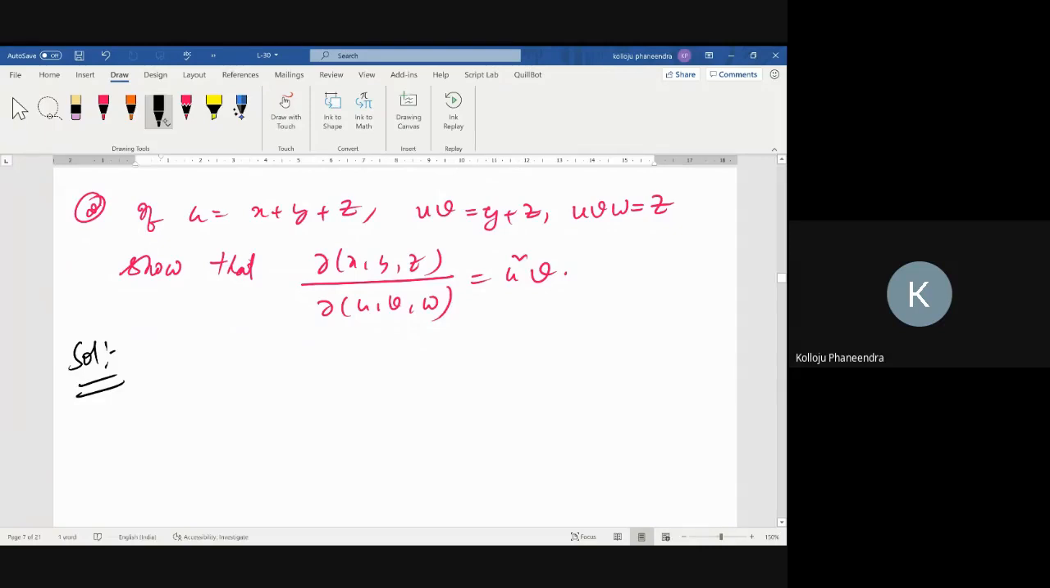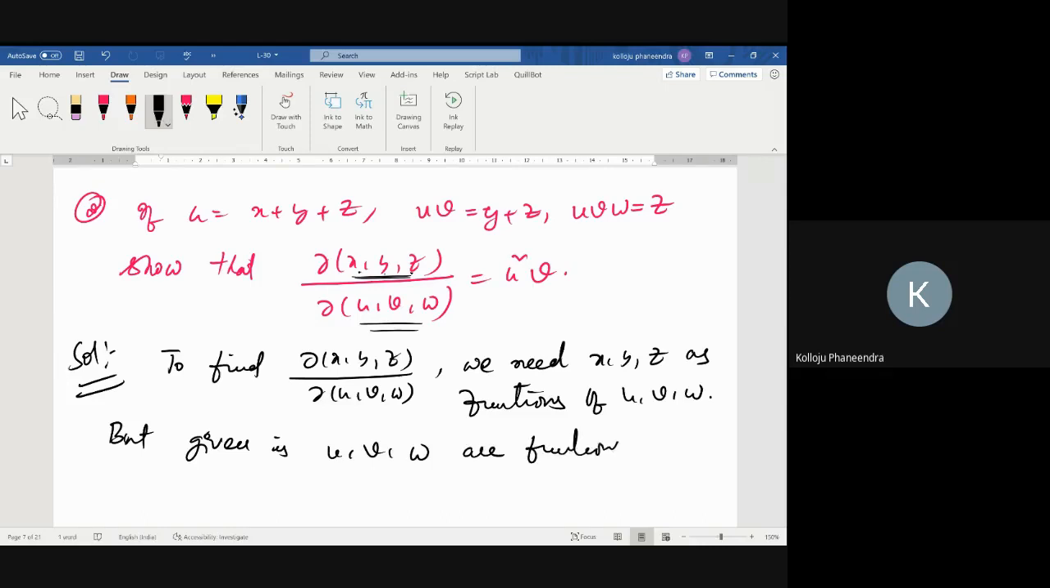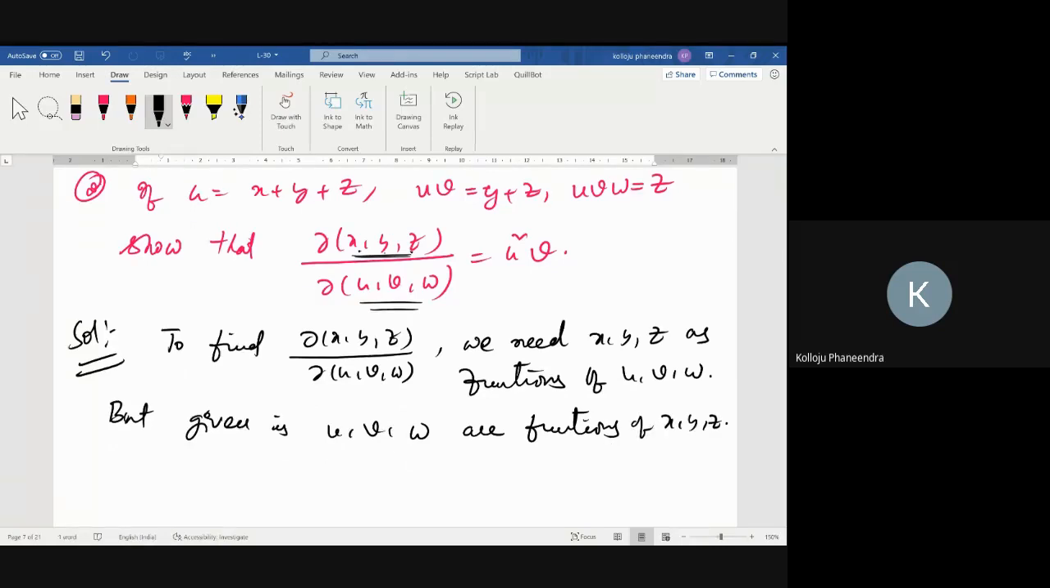See, what is actually what I have to calculate? XYZ Jacobian with respect to UVW. That means XYZ must be functions of UVW. Okay, to find dou XYZ by dou UVW, we need XYZ as functions of UVW. But given is UVW are functions of XYZ. So let us get XYZ in terms of UVW.